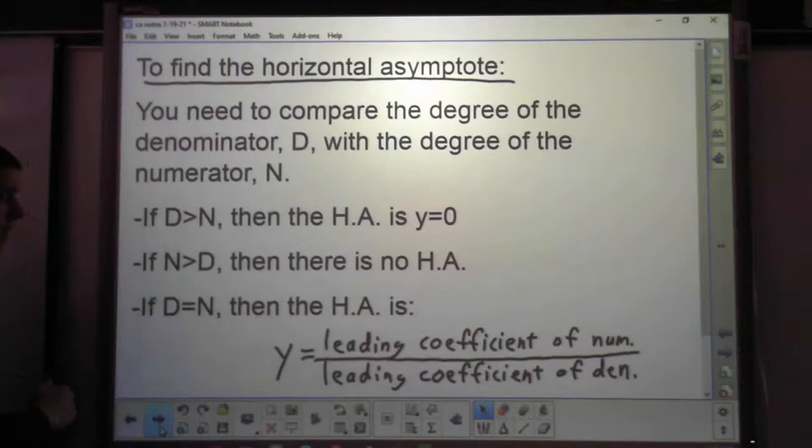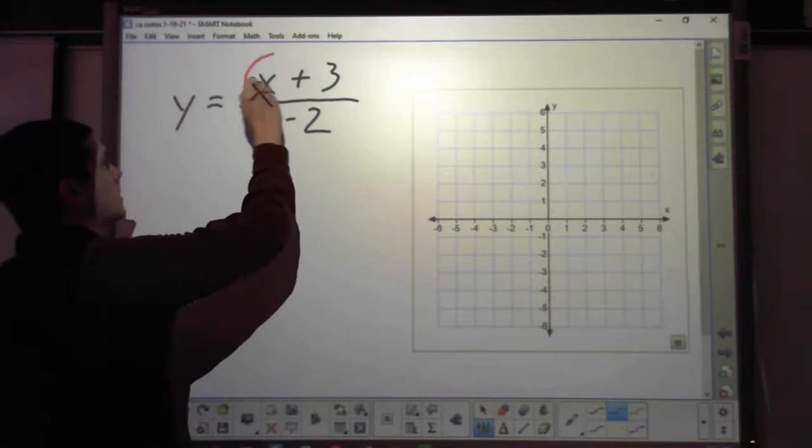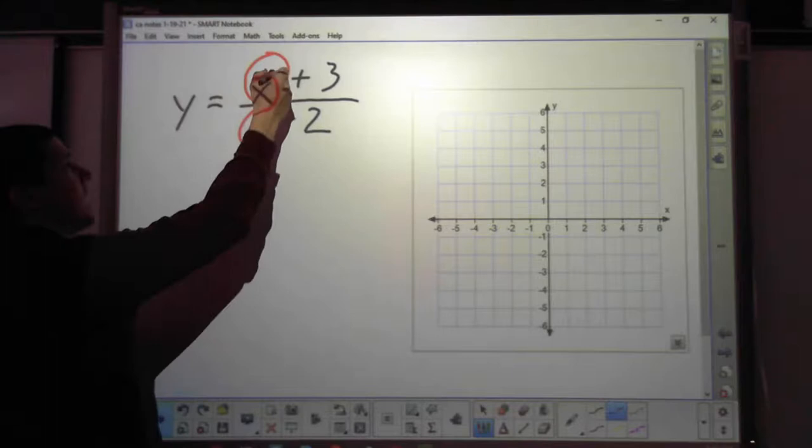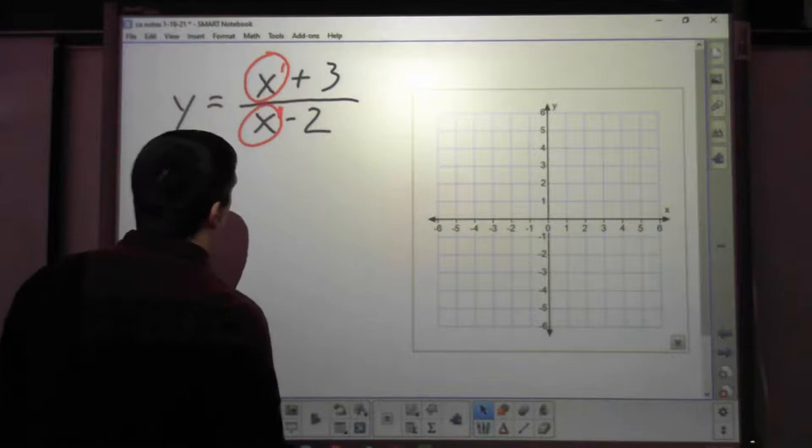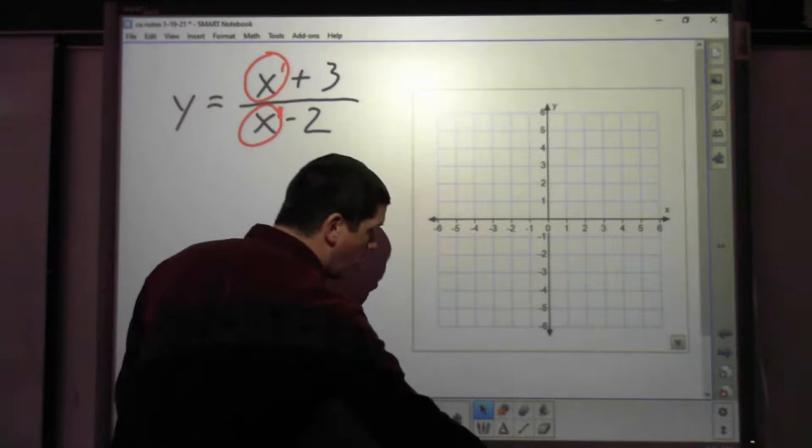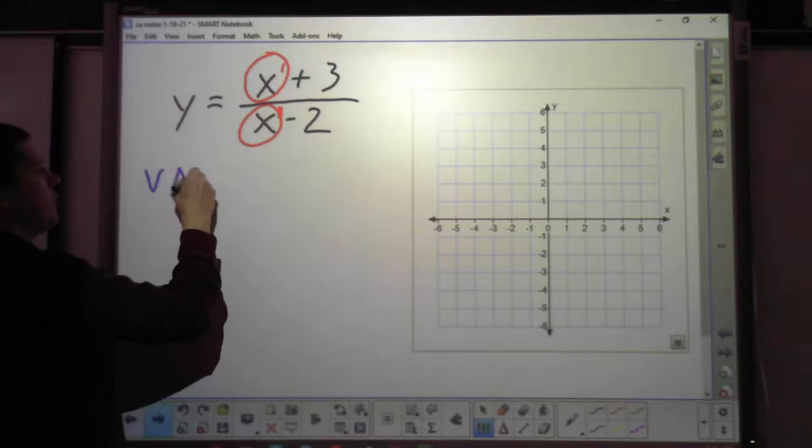So when I'm looking at this guy right here, I can see this guy has a degree, this guy has a degree. They both have a degree of 1. That would be the exponent on these. We don't typically write an exponent of 1, but I will in this case. They both have a degree of 1. So I know that they're the same. With all this, vertical asymptote does not change. Still set that equal to 0. My vertical asymptote is x equals 2.